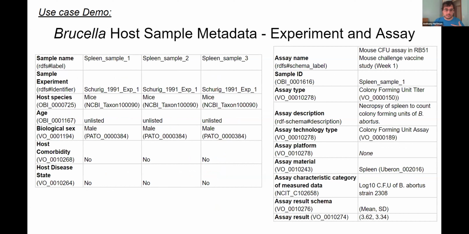When we take a look at what happens on the host species or the details, we make a note if we know there's a change in the actual metadata. So host comorbidity "no" means that there are no mutations or disposition that would cause a negative effect on the organism. Host disease state "no" means that the organism is healthy.